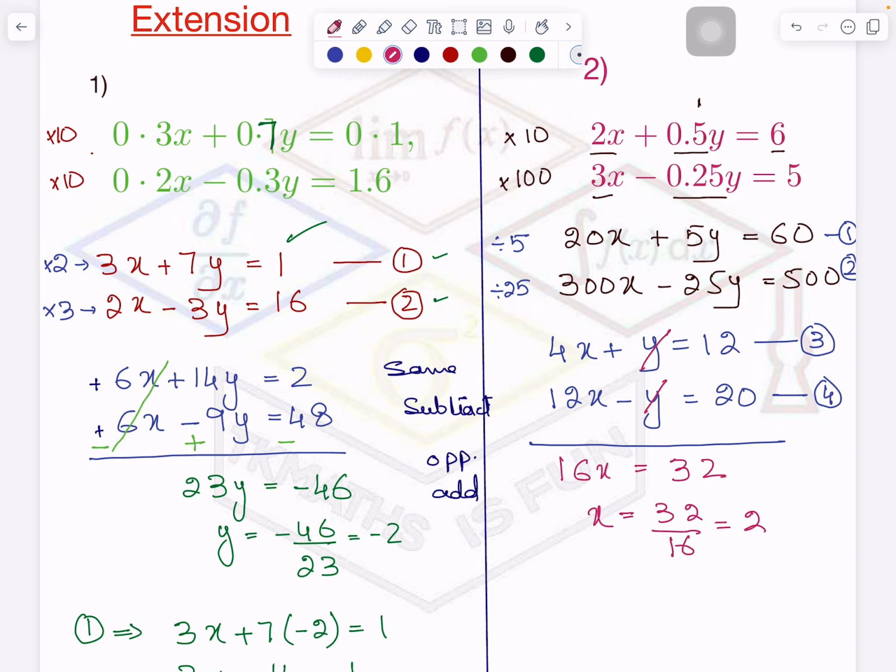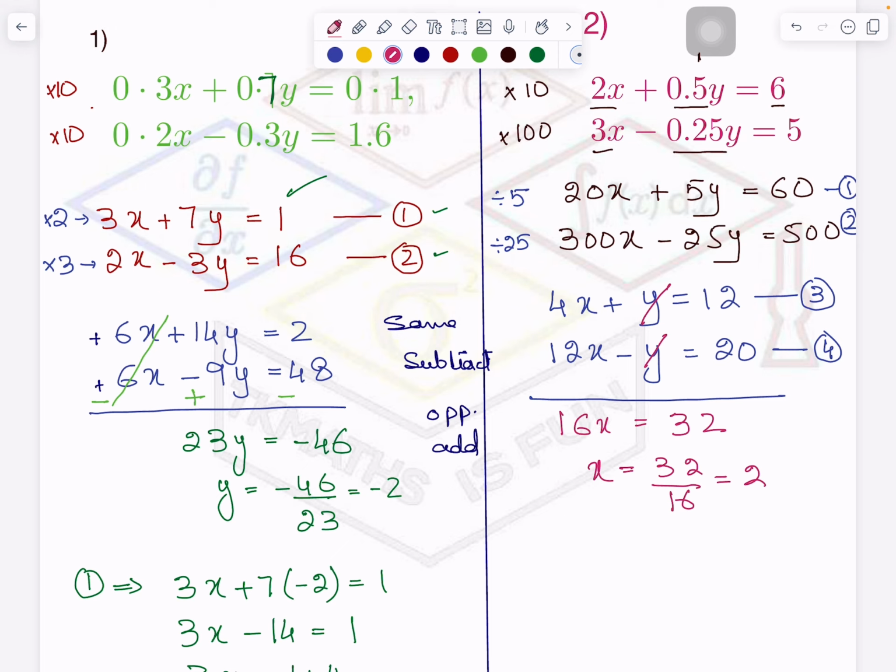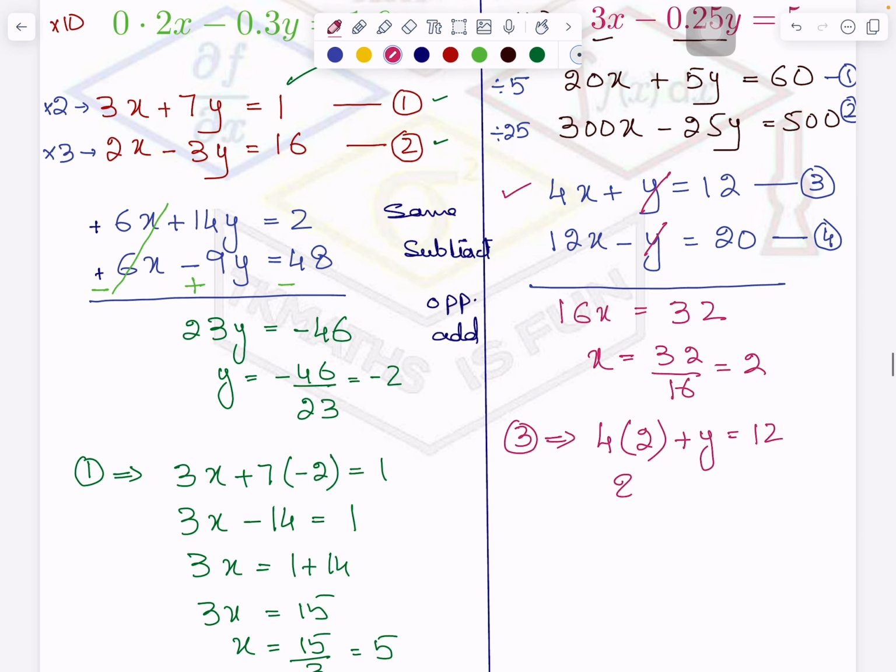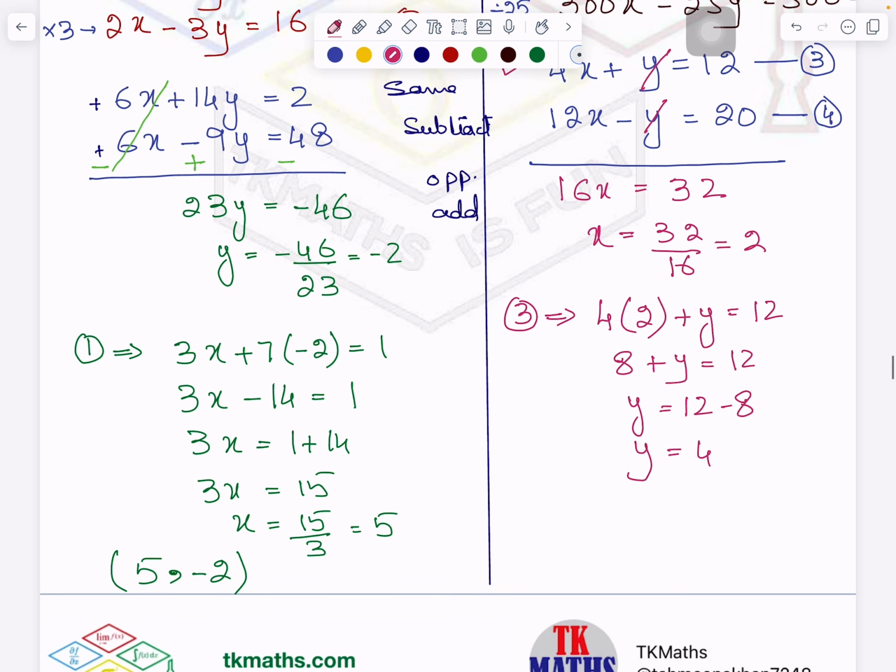And now you have to get the value of y. So you can plug in any equation, 1, 2, 3, 4. I would like to take equation 3 and I will plug in the value of x in it. Okay, this is my equation 3. y is equals to 12 minus 8, which is 4. So I got the point of intersection, which is 2, 4.